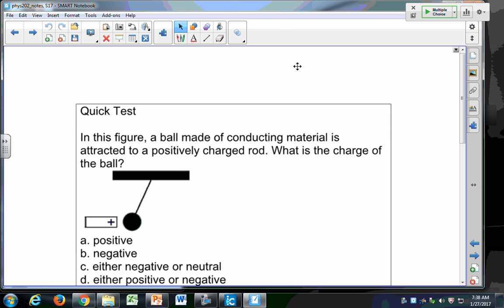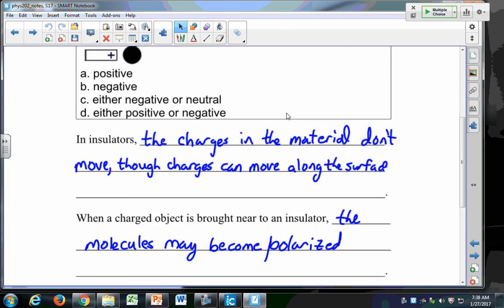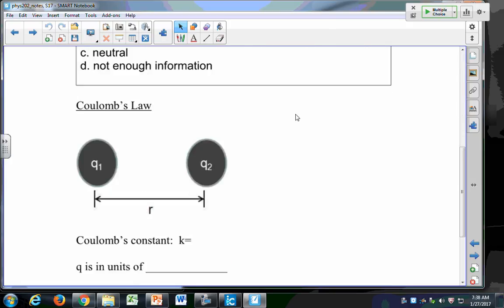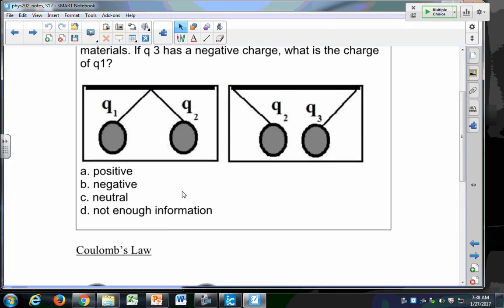Well, let's see. Did we do this question? Yes, we did. Okay. Where did we leave off? Did we do this one? All right, let's try this.